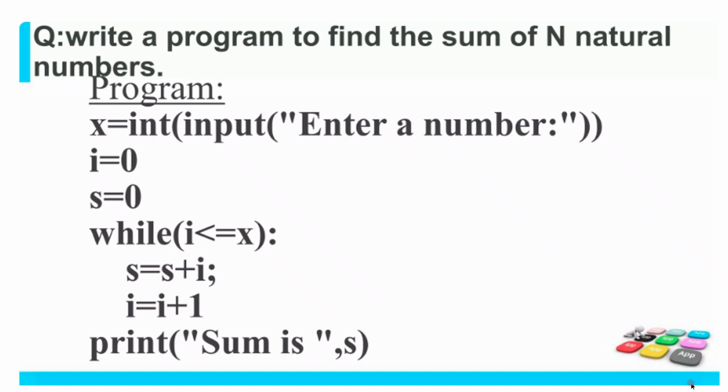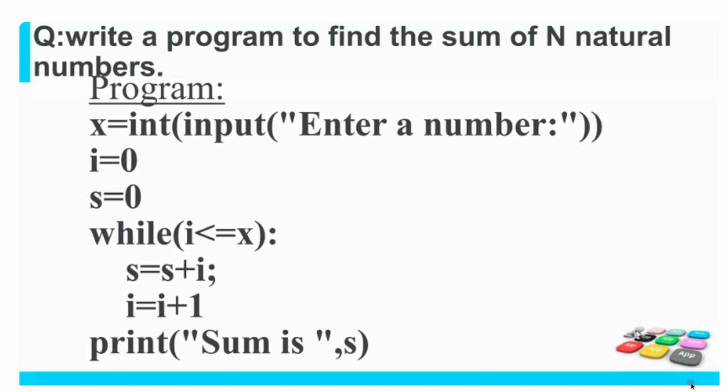We have learned the terms of tokens. We have seen what the rules for identifiers are, and we have to follow the rules of identifiers. So we are taking two variables here, i and s. i will be used to control the loop, and s will be used to sum all the values that arise inside the loop. So i starts from 0. The condition is while i is less than or equal to x. x is the number given by the user.